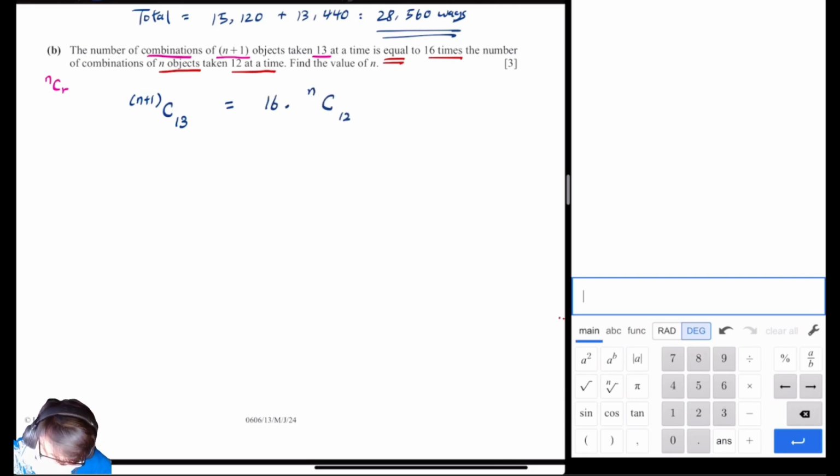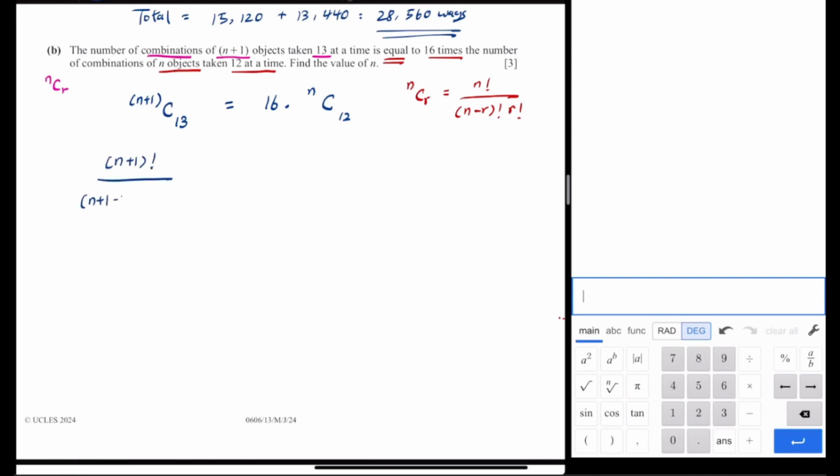So how do we simplify this? Note that you have to use the formula nCr is equivalent to n factorial over n minus r factorial multiplied by r factorial. I believe this formula is given to you guys on the second page, so not sure about the latest one. Could be different, but this formula you should be able to use, right? n plus 1 C 13. So how do you plug it into the formula? Just replace every n there, so it becomes n plus 1 factorial over n plus 1 minus 13 factorial multiplied by 13 factorial is equal to 16 times n factorial over n minus 12 factorial, and then 12 factorial.